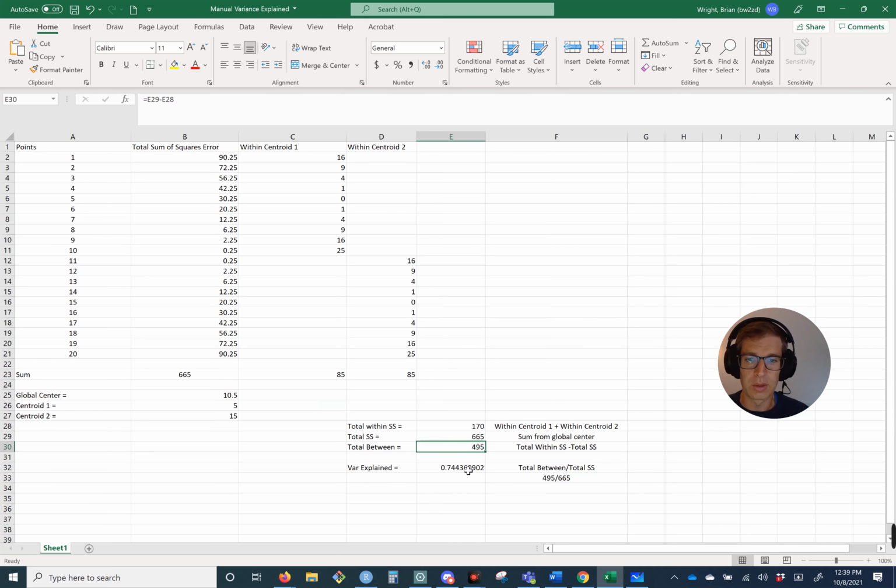Okay. So then if we want to understand the total amount of variance accounted for by our two centroids, by our two clusters, what we do is we take this between number, right, which again, remember, is basically the variance left over after we subtract it from our centroids, and we divide that by the total. Okay, and so in this example, that's 0.75.